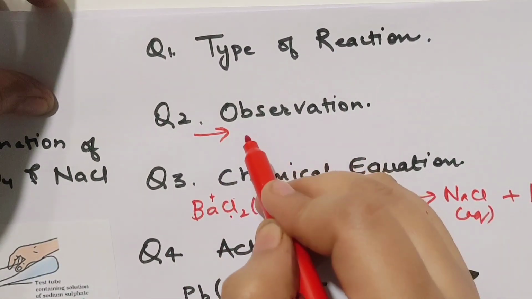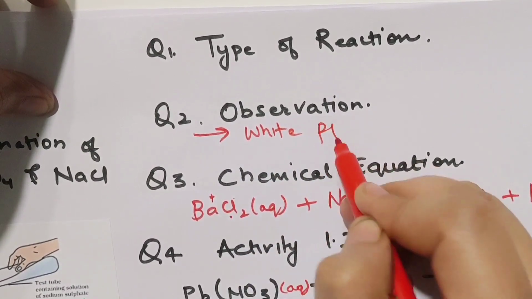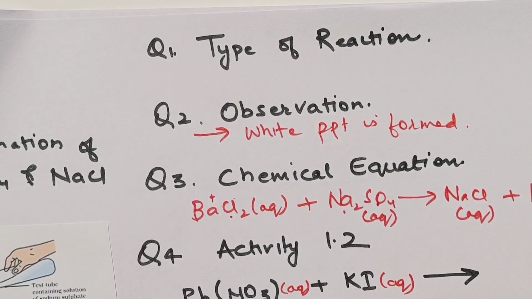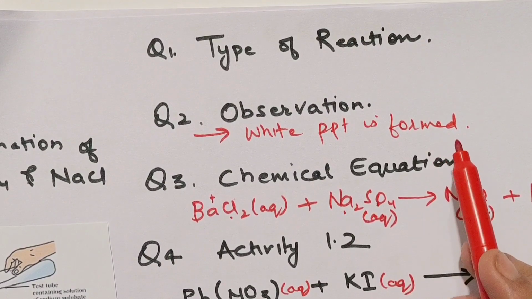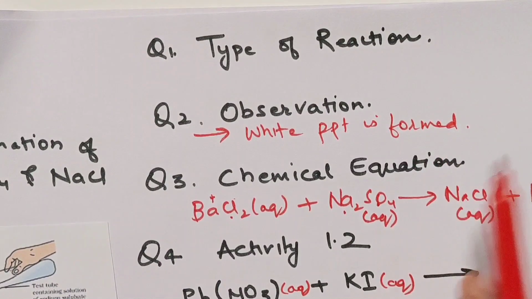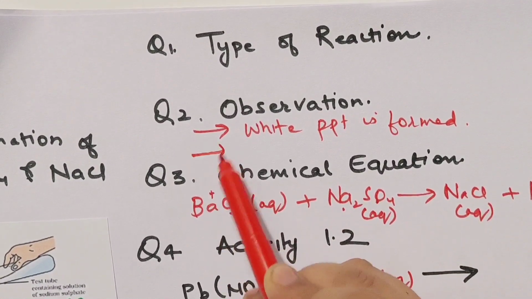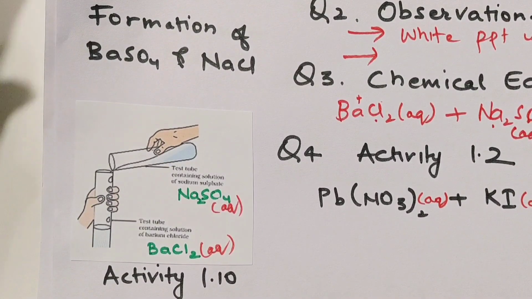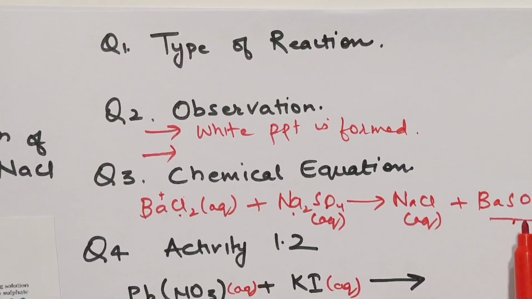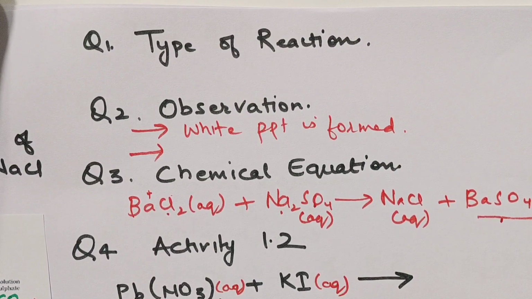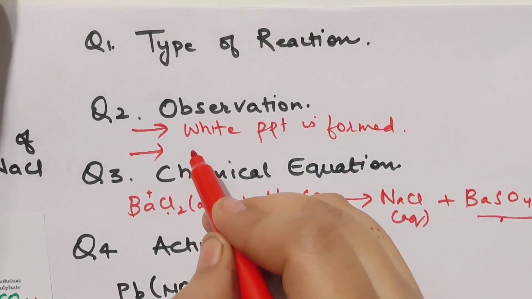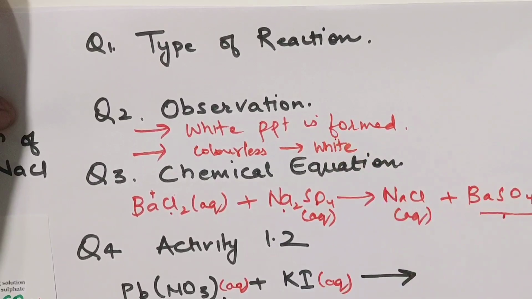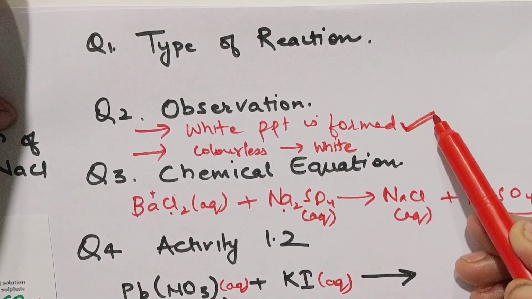First observation would be a white precipitate is formed. If only one observation is asked, you just leave it at that. If one more is asked, you can write the change in color. So when we began, sodium sulfate and barium chloride were both transparent solutions. But when they were mixed, the solution had white precipitate, so it kind of turned white. So there was a change in color from colorless to white. But if only one observation is asked, always give this one.